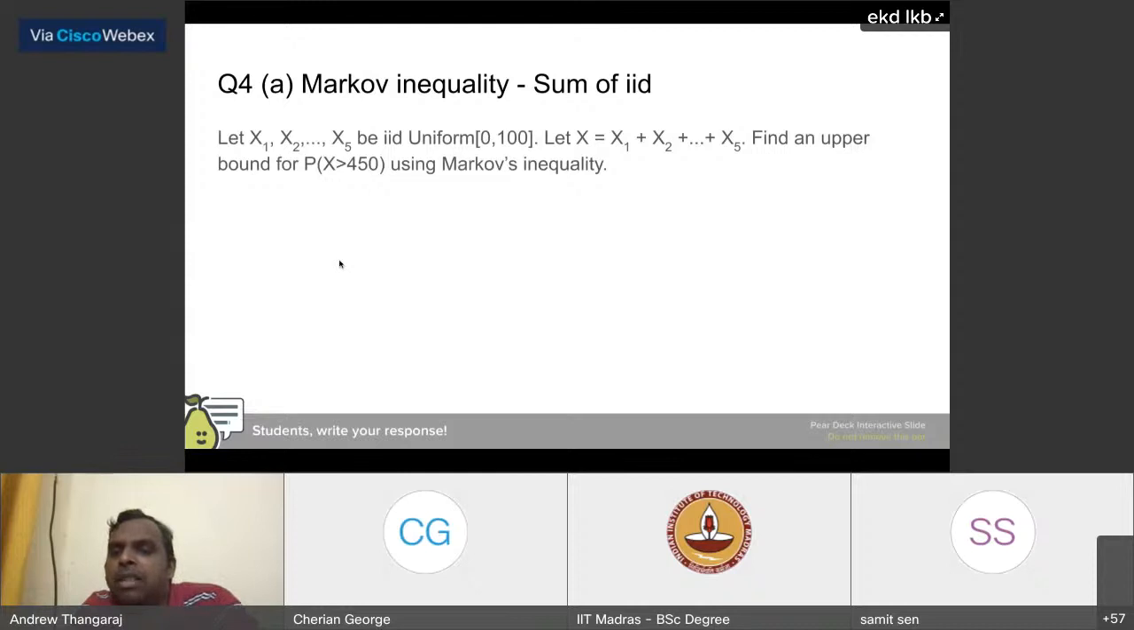I think Bimlesh has put down the proof for Chebyshev's inequality. Once you know Markov, Chebyshev is straightforward. And for Markov, there's this simple proof involving that.